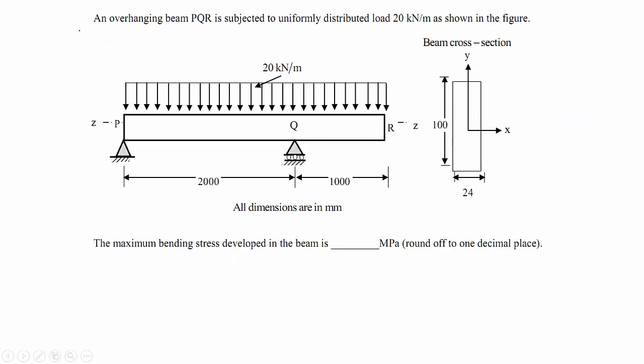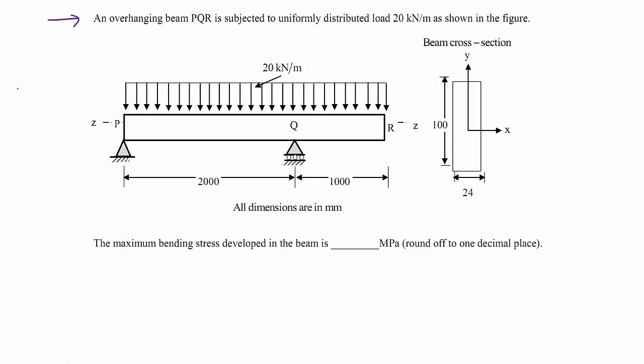This question is from the topic strength of materials, from flexural stresses. An overhanging beam PQR is subjected to a uniformly distributed load of 20 kilonewton per meter as shown in the figure, and the maximum bending stress developed in the beam is dash.